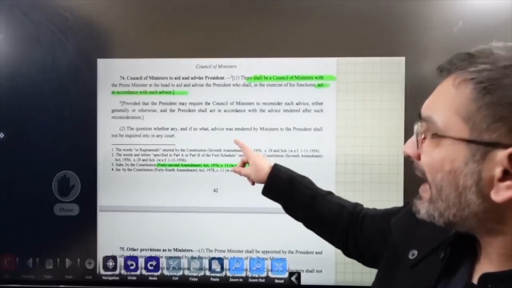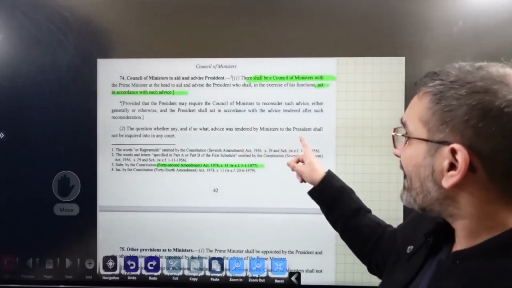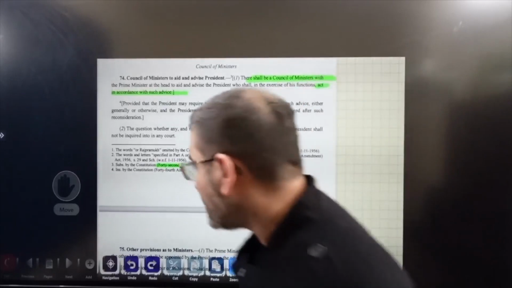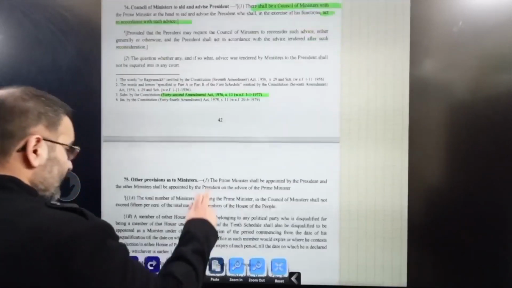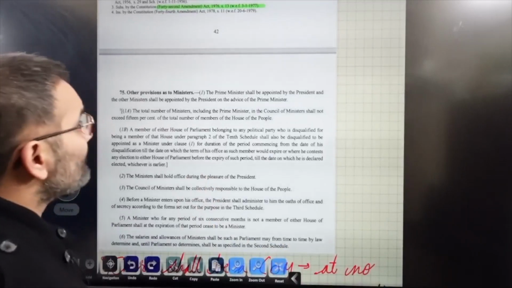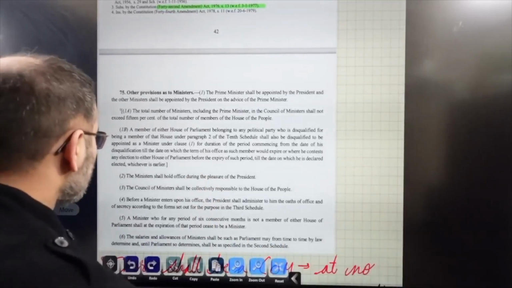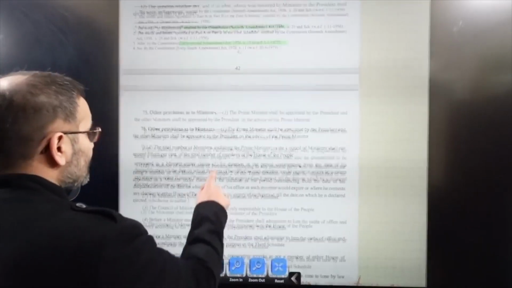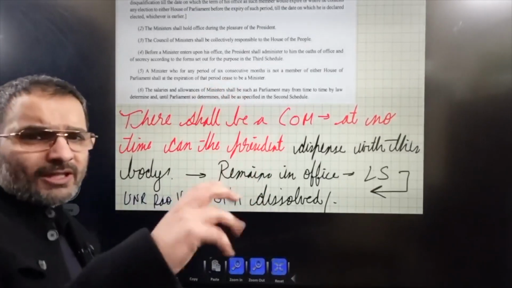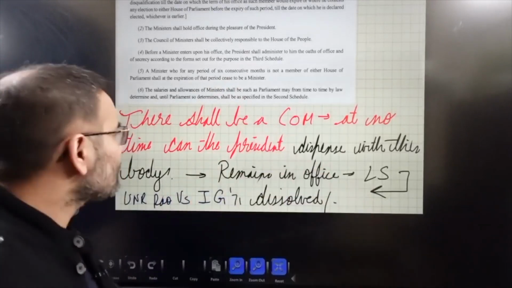The question whether any, and if so what, advice was tendered by the ministers to the President shall not be inquired into in any court, and this is a very popular question in the law optional. Let us discuss that. But before that, 75: the Prime Minister shall be appointed by the President. In fact, let us stop at 75. We will come to it later. I've just put it here so that it's on your screen, when we discuss all the provisions from 52 to 78.